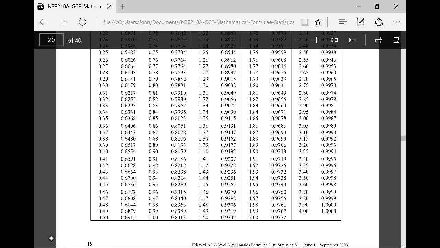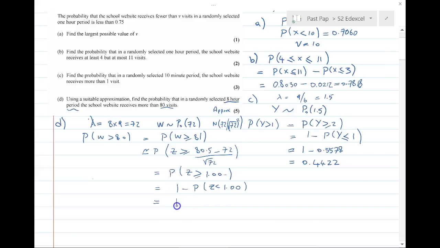So that's 1.00, 0.8413. Okay, is the number we're looking for. So that's 1 minus 0.8413, which is 0.1587. And that's okay to leave it like that because they know you've read it from tables. If you've used a calculator, apparently the number comes to this, 0.1582, which is why the actual mark scheme allows anything that rounds to 0.159 or 0.158 because of the difference between using a calculator or using the tables.